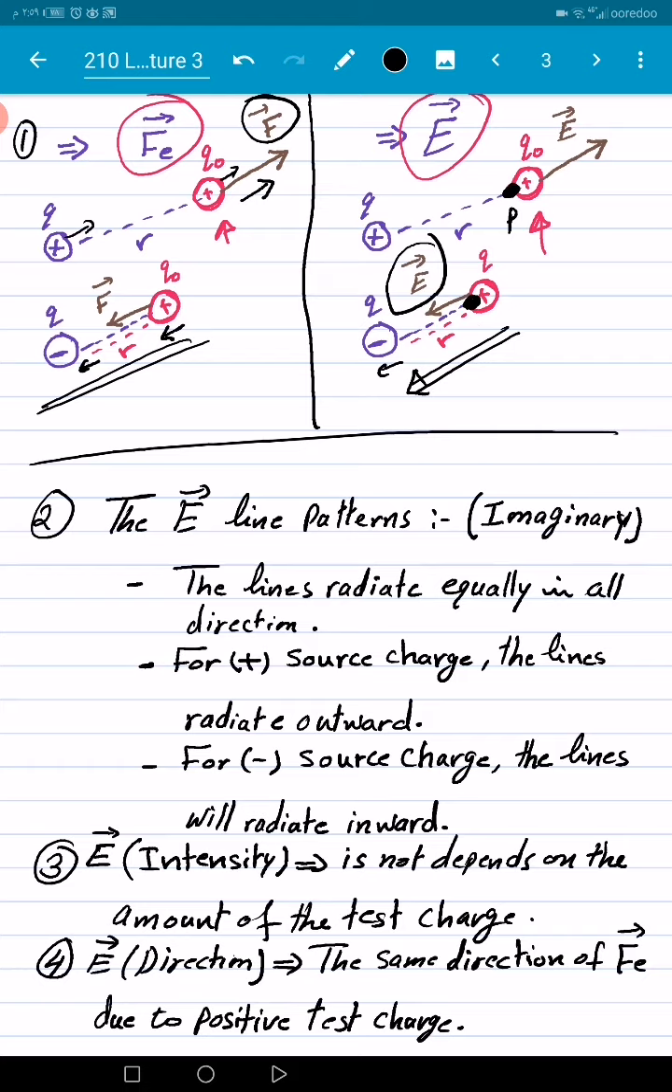So that is the important information. The lines radiate equally in all directions for the electric field. The positive charge is the source of the lines, and they radiate outward. So for the positive, it's outward.